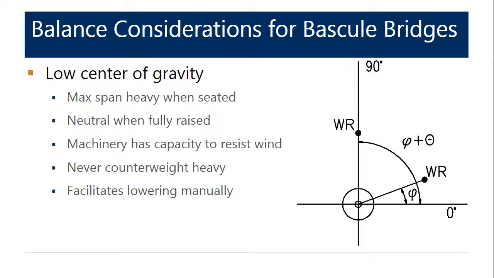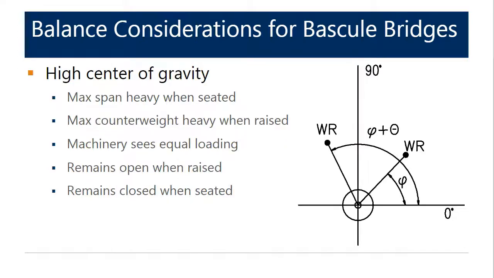Essentially, there's two schools of thought of where you want your center of gravity to be located. One is having a low center of gravity, which results in the maximum span-heavy balance condition when the bridge is fully seated. It also results in a neutral balance condition when the bridge is fully raised. The CG is essentially at 90 degrees directly above. This allows the machinery to have additional capacity to resist wind load when the bridge is in the full open position. It also results in a bridge that is never counterweight heavy, which facilitates lowering the bridge closed manually in the event you lose power.